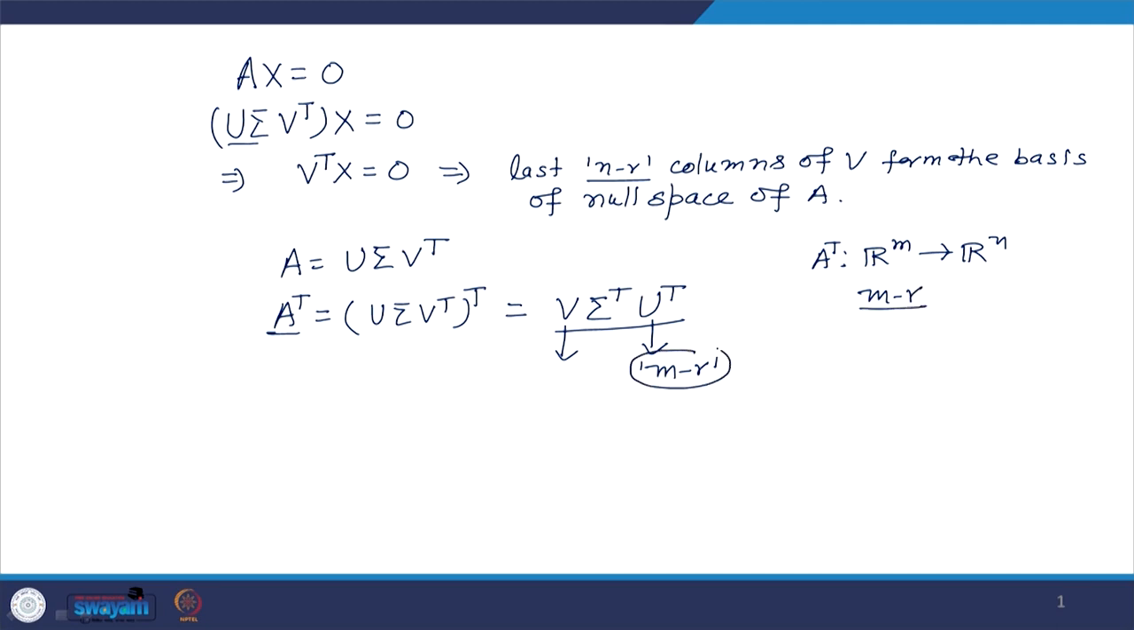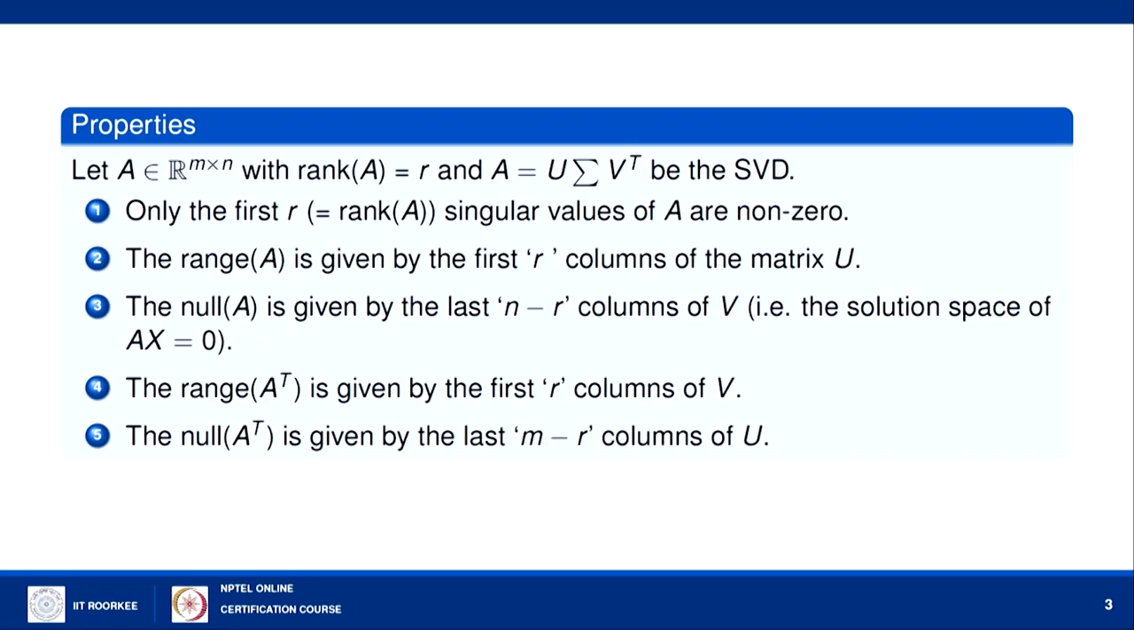So, that is why I am taking these m minus r columns, and these columns are orthogonal, in fact orthonormal, because the matrices U and V are orthogonal matrices. So, they are obviously linearly independent. Okay? So, the last m minus r columns of U will form the basis of the null space of A transpose, and the range space of A transpose is given by the first r columns of V. So, these are some of the properties: if you have the singular value decomposition of a transformation or a matrix, you can directly find the range space, null space, rank, nullity, all these kinds of things. Another application is the relation between SVD and pseudo-inverse.